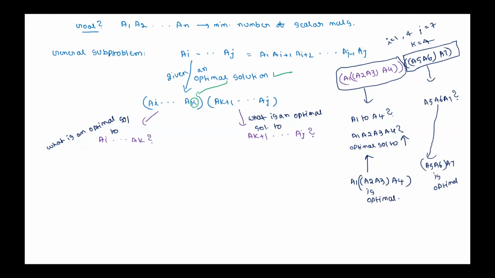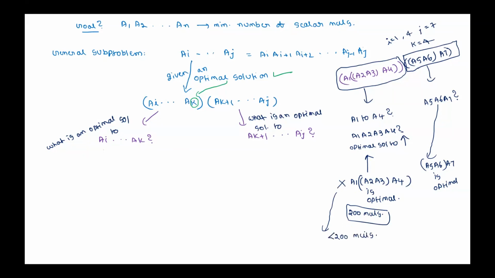Why should it be correct? Say here it is taking, suppose, 200 multiplications. I say that it is optimal. Why should it be correct? If this is not correct, that means what? There must be some other way to find the product A1 to A4, which requires less than 200 multiplications.